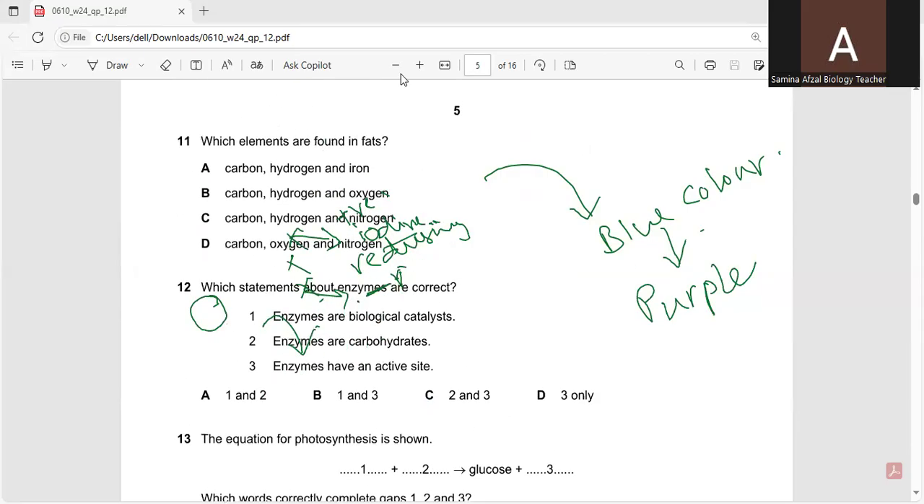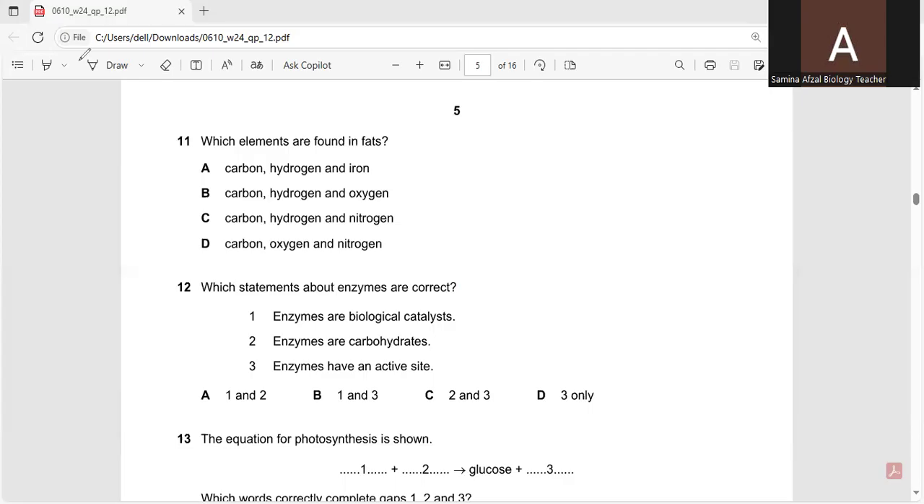Question number 11. Which elements are found in fats? Carbon, hydrogen, and oxygen are present in fats. Carbon, hydrogen, and iron is not correct. Carbon, hydrogen, and nitrogen is not correct. Carbon, hydrogen, oxygen, and nitrogen are present in proteins, and with nitrogen again this is not the correct option. Only B is the correct option.